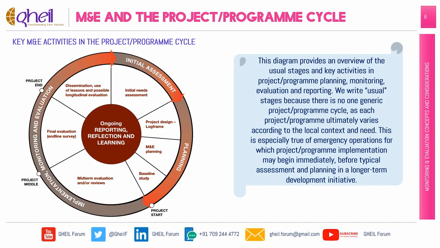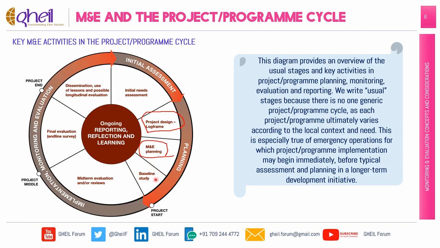Let us discuss in brief the list of activities shown in the diagram. Initial needs assessment. This is done to determine whether a project program is needed and, if so, to inform its planning. Log frame and indicators. This involves the operational design of the project program and its objectives, indicators, means of verification and assumptions. Monitoring and evaluation planning. This is the practical planning for the project program to monitor and evaluate the log frame's objectives and indicators.